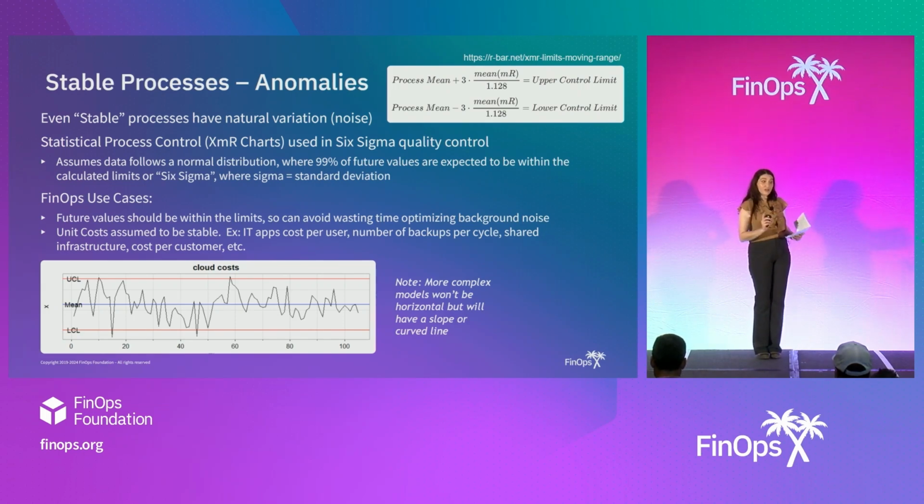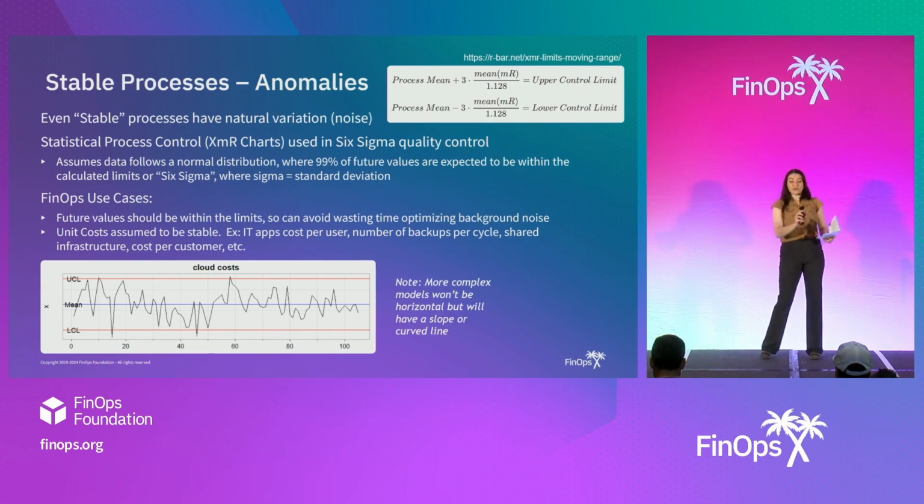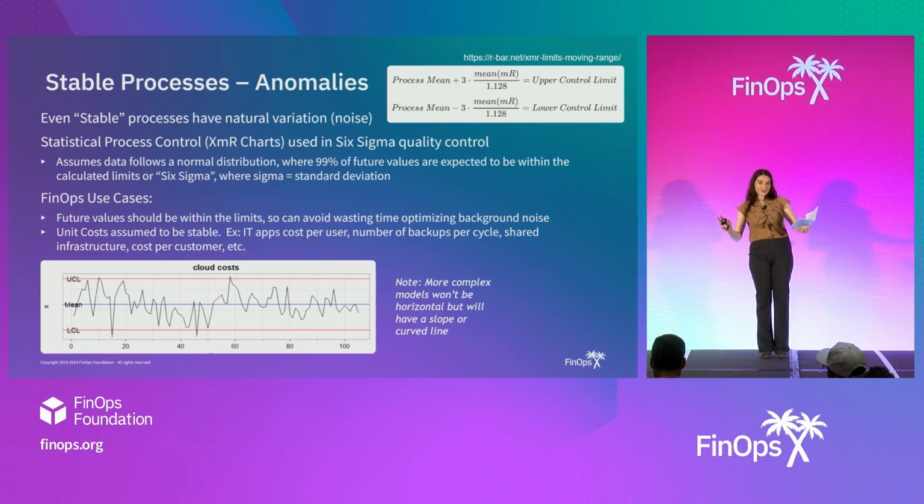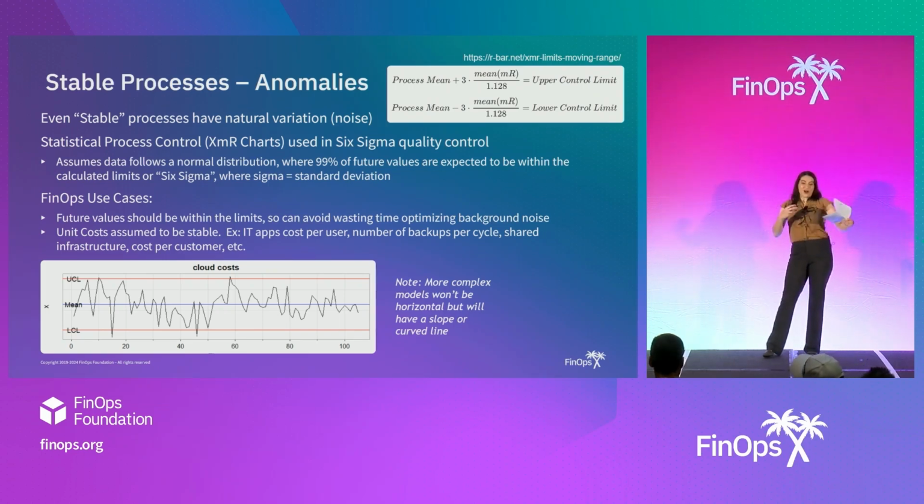And then also from a forecasting perspective, if you look at that threshold, you can say for the stable process that you're confident within Six Sigma that this process will stay within that range going forward. And so if that range is okay for you, then you're good. If it's a bit too high, then maybe you want to go and do some optimizations on the actual architecture to bring that back down.